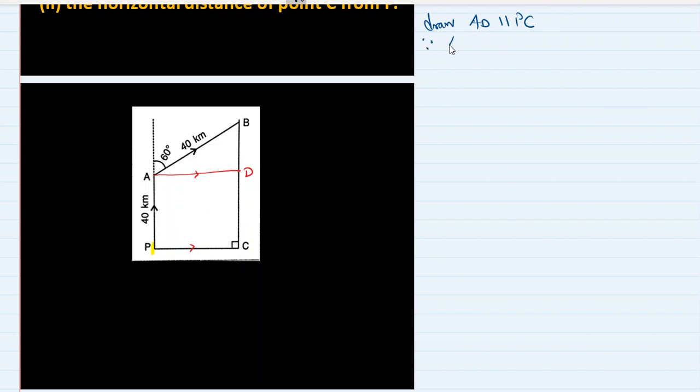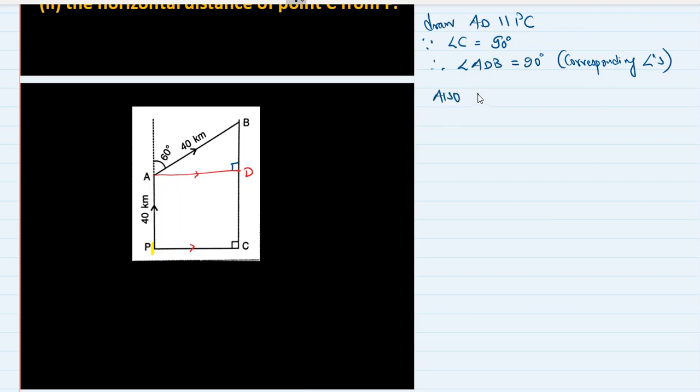Now since angle C is equal to 90 degrees, therefore angle ADB is also 90 degrees. Why? Corresponding angles, right? So this angle is 90 degrees because AD is parallel to PC. We have constructed it. So since angle C is 90, angle D is also 90. Correct?